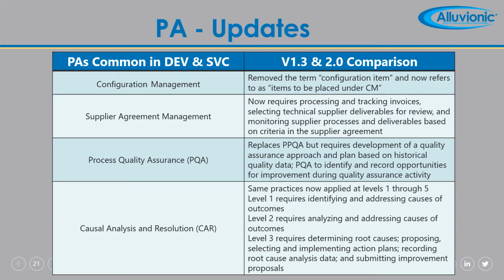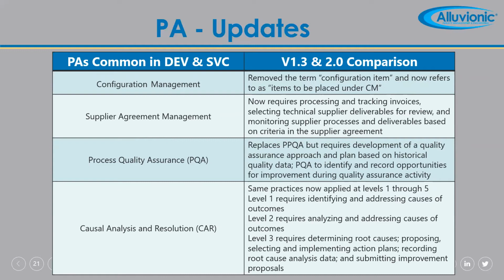Supplier agreement management, they added one more function underneath of supplier agreement management to require that you demonstrate how you are processing and tracking invoices. And that was never there before. It also requires you to select deliverable items for review and monitoring supplier process and deliverables based on criteria in the supplier agreement. So the supplier agreements now have to address this idea of, are we going to monitor your processes and deliverables, and which ones are we going to do?